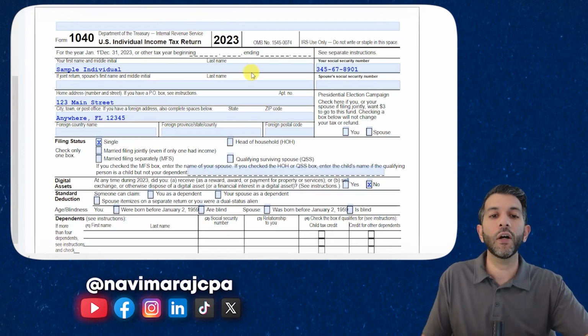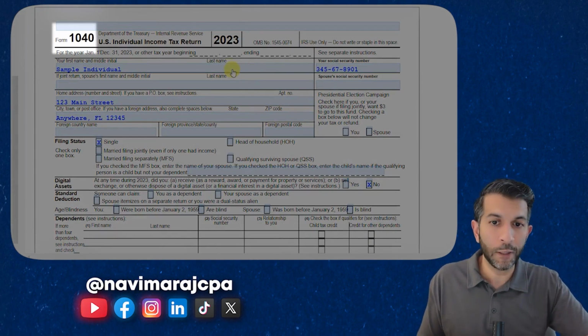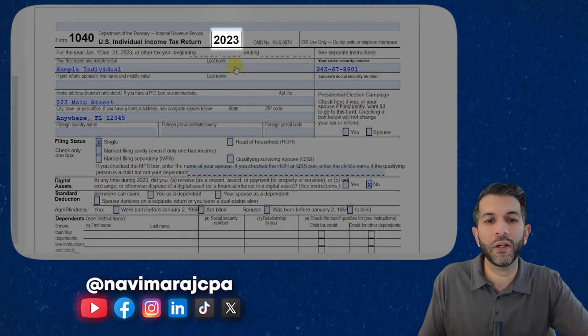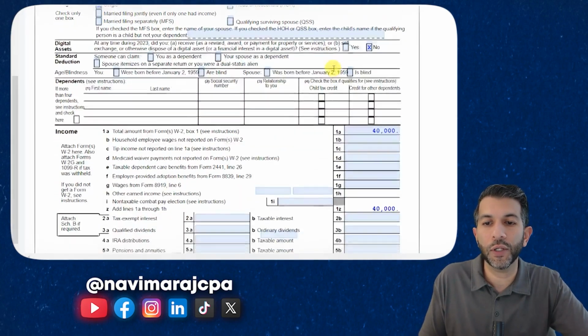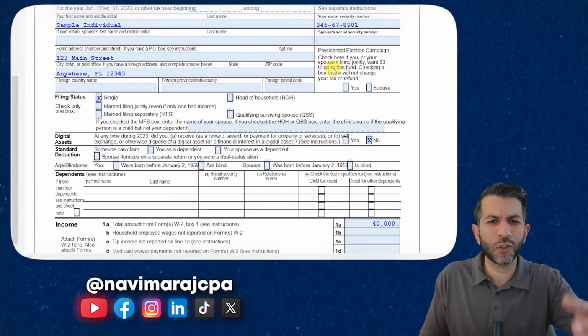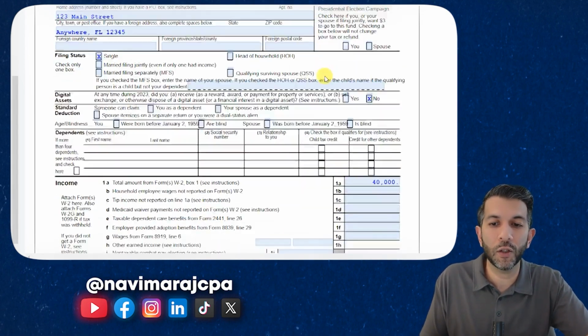Okay, so here we are. We've got Form 1040. This is for the 2023 tax year. Sample individual. This is his address. This is the made up Social Security number. Now on this, I know I scrolled down pretty quickly. This is basic information up here.